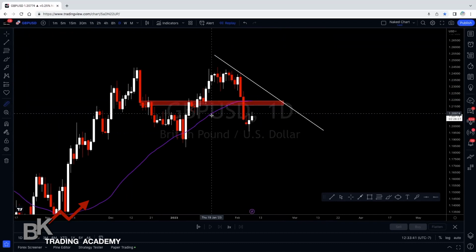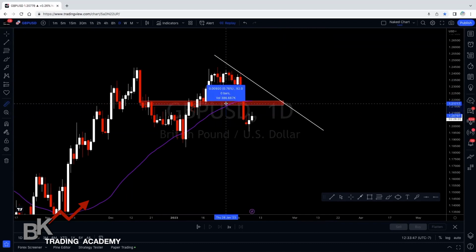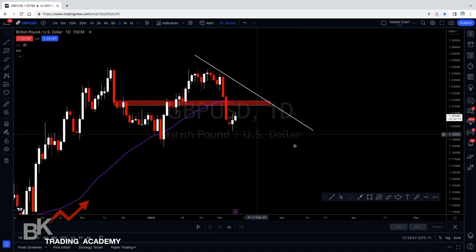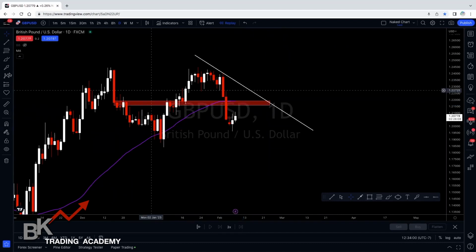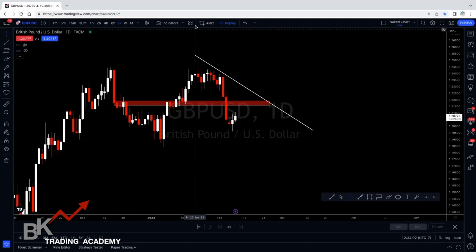It's sort of rejecting right now on the daily, but I do think that it may push a little bit higher. From where price is right now, this is about 93 pips to the upside or so. So in my opinion, I believe that the best opportunity for GBPUSD is right here at about the 1.2170 zone. I'm going to go ahead and hide this on my chart.